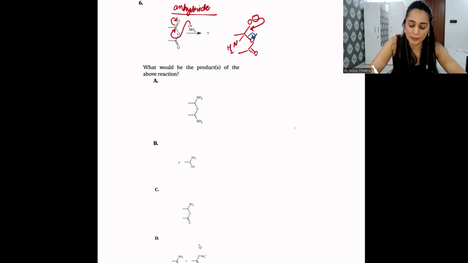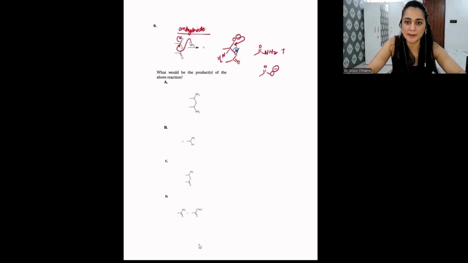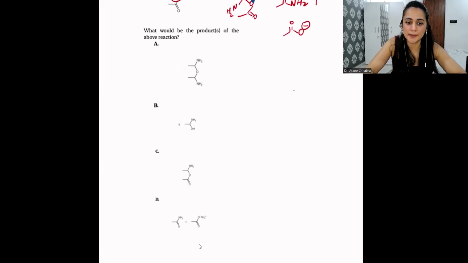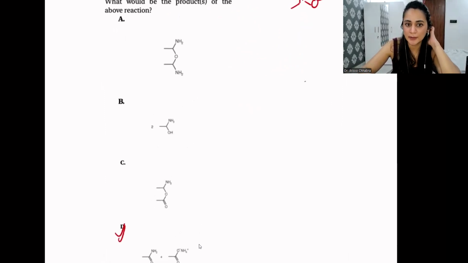So now one of the products is an amide. The other product is just a carboxylate, or this is an anion of a carboxylic acid, right? And that answer is option D. So that's why it is the correct answer.